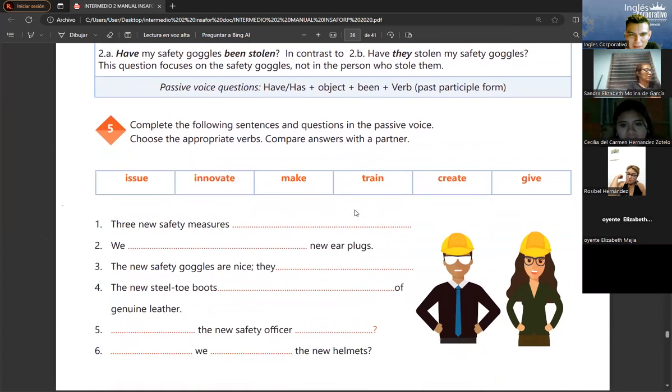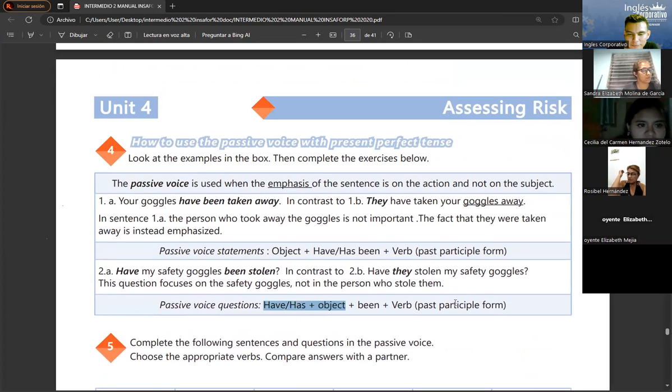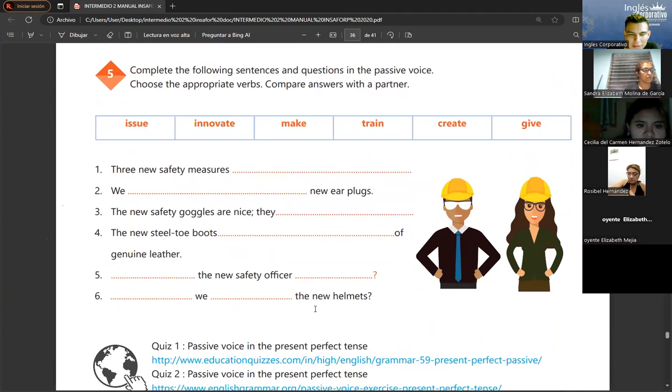Okay, for example, I'm going to let you work on this exercise. Three new safety measures. Recuerden la estructura. Y en esta parte es pregunta. Así que se va a aplicar primero la siguiente fórmula. Okay, voy a dejar que trabajen ellos. Six minutes, one per each minute. According to my watch, you will finish at 8:46. Okay, let's start right now.